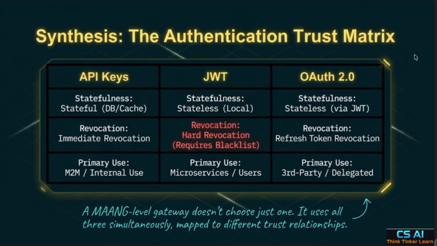Here's the synthesis. The authentication trust matrix. A MAANG-level gateway doesn't just choose one of these. It uses all three simultaneously, mapped to different trust relationships. API keys for internal M2M, JWTs for standard microservices users, and OAuth2 for third-party delegated access. Understanding which to use for each relationship is what separates senior architects from juniors.